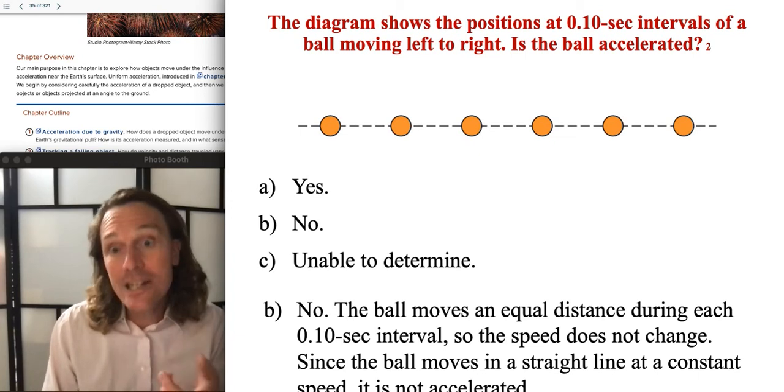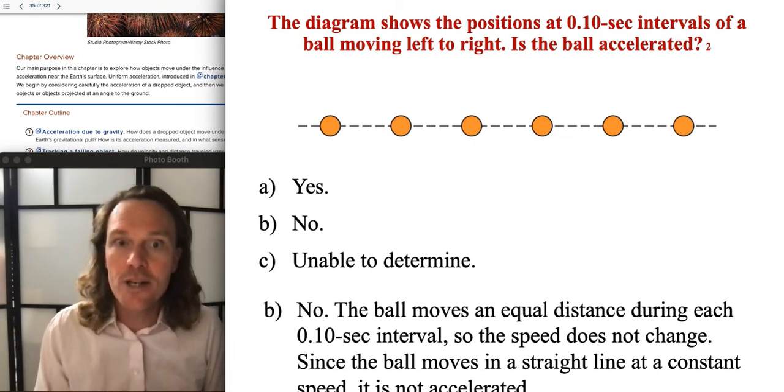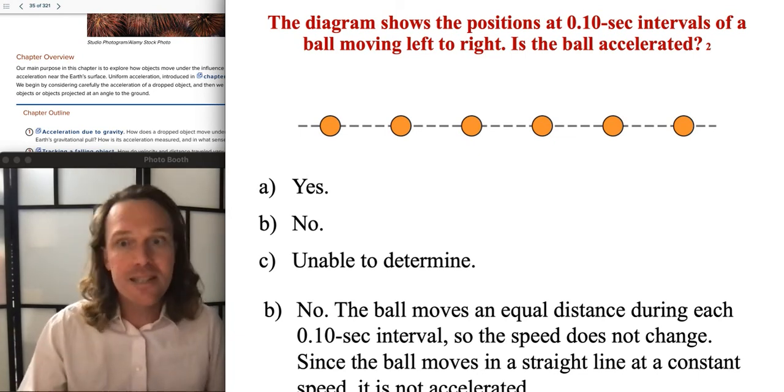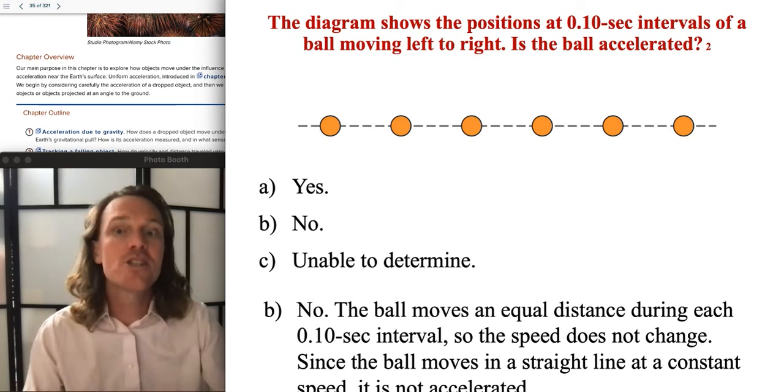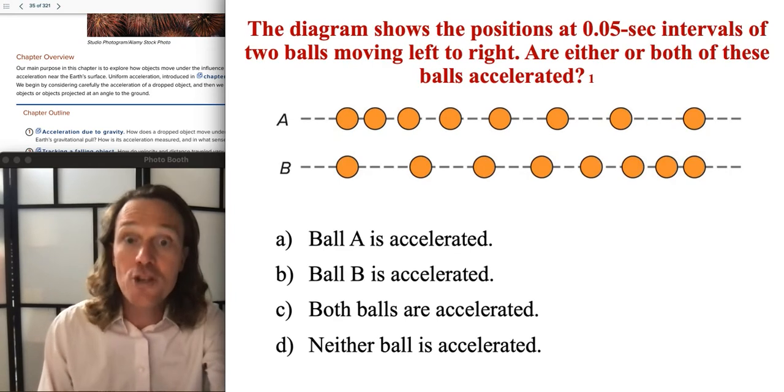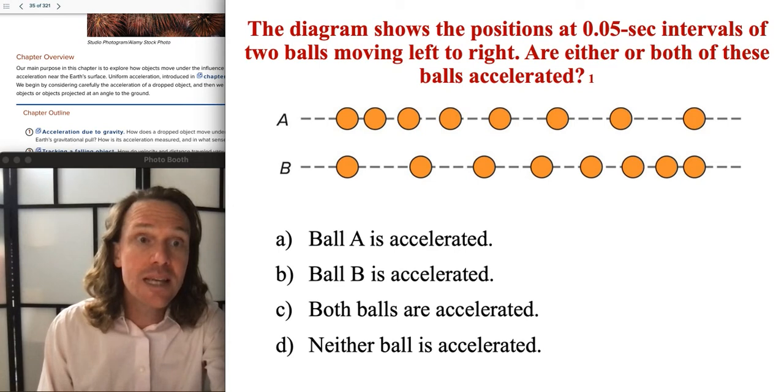It shows zero acceleration, which is a form of acceleration, but it's not showing a non-zero acceleration. This is a case where the velocity is constant and the acceleration is zero. So this would be no acceleration. What about these cases? After either or both of these, is the ball accelerated?